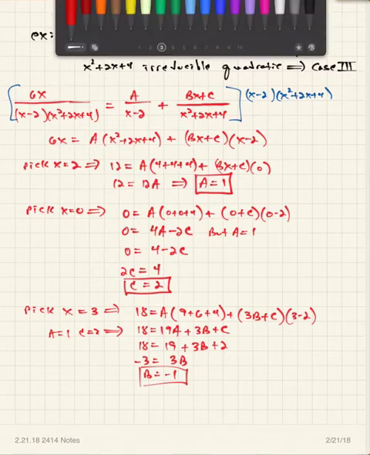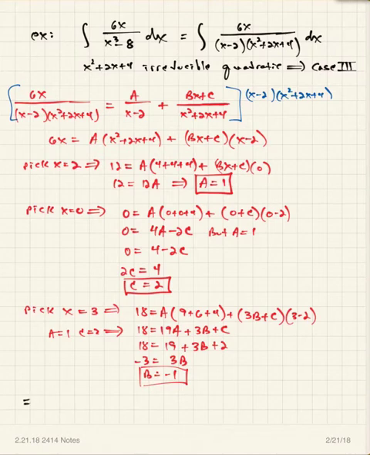And so now we're ready to go back to the integral. Here at the very bottom of the page, notice I'm not ready to integrate yet or to find the antiderivative. All I'm ready to do is write out the decomposition. So this would be 1 over x minus 2 plus negative x, c is 2, plus 2 over x squared plus 2x plus 4, right?